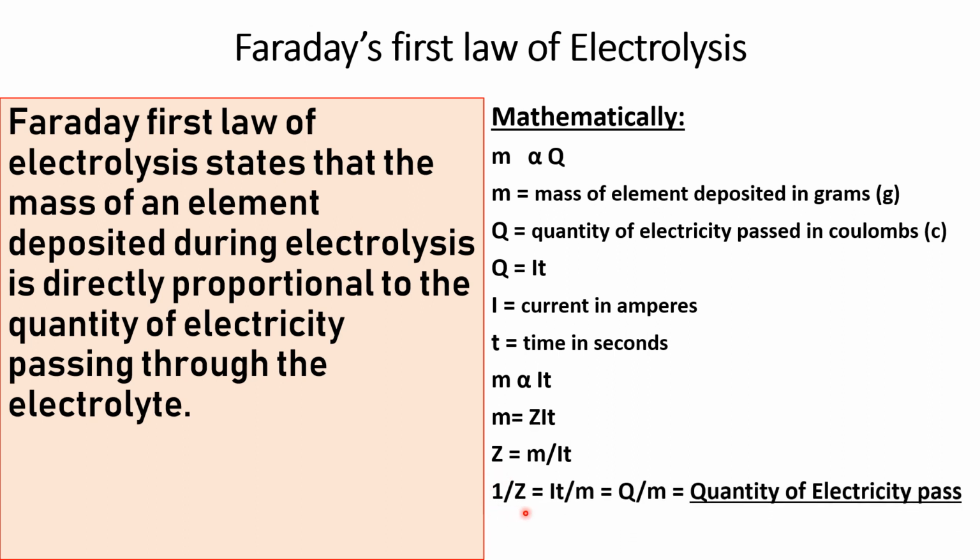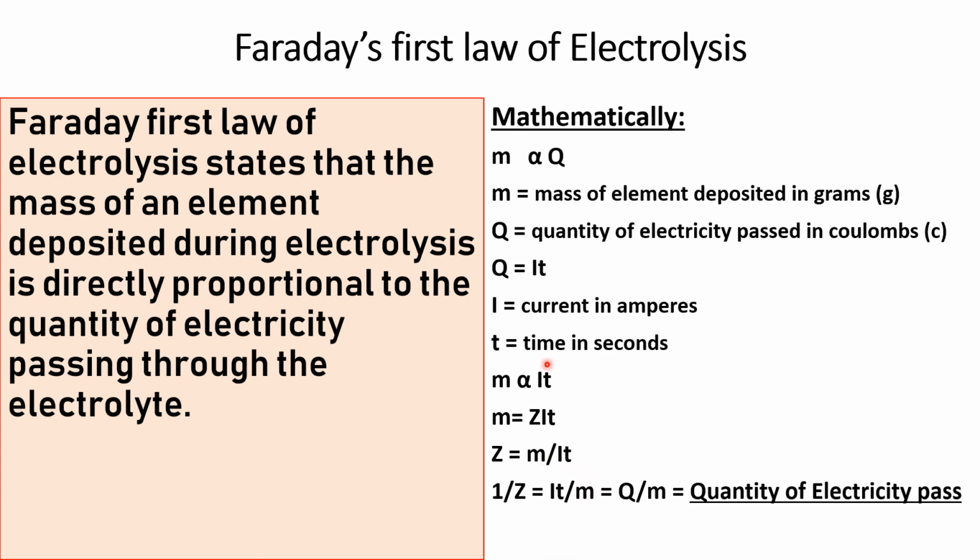When you hear reciprocal, it's just 1 over that particular number. 1 over Shola is the reciprocal of Shola. 1 over Shade is the reciprocal of Shade. So the reciprocal of the constant is 1 over Z. To do that, you make the denominator here the numerator, and you make the numerator the denominator. So it will be the product of current and time over the mass.